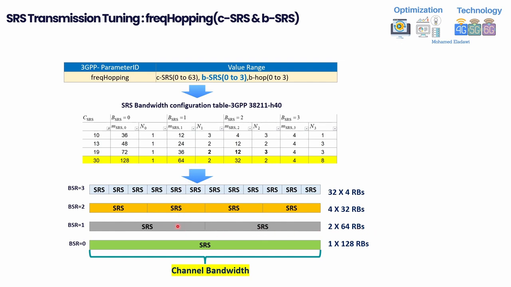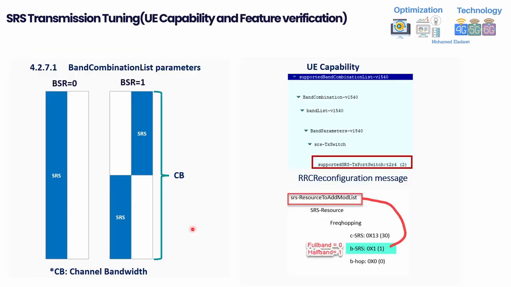In this case, your power can be doubled because instead of transmitting over the full bandwidth, you're only transmitting over the half bandwidth, and you can have a gain for the edge user for the SRS, and this can have many other gains as a reflection of the improvement of the SRS coverage. And as I told you, you can see the video for SRS if you need more details about this. So moving forward, how do you verify this from field testing?